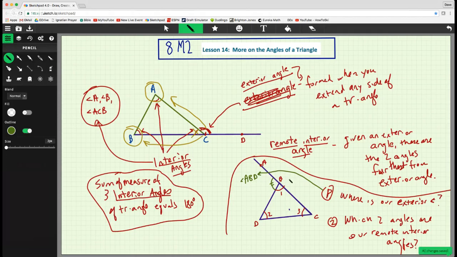That's our exterior angle. And if this is our exterior angle, then our remote interior angles are angle 2 and angle 3, or you call it angle D and angle C, either one of those. These are our remote interior angles because they are the interior angles that are farthest away from our exterior angle.